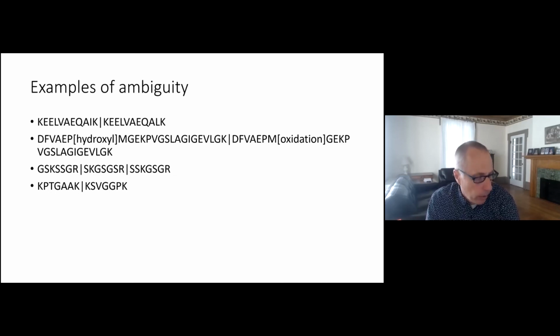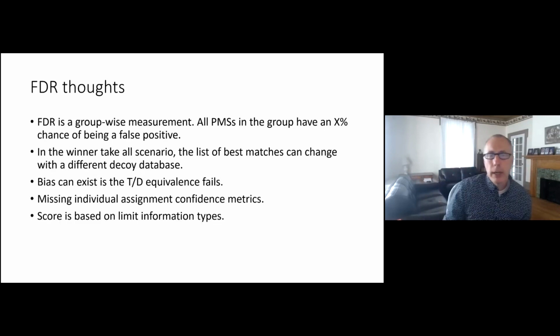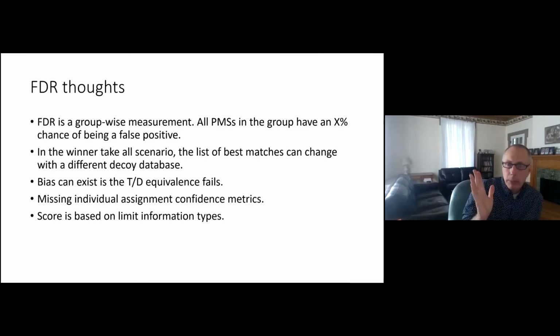So these are, like I said, just examples that I had from this one experiment to illustrate the point. As far as FDR goes, as I mentioned before, FDR applies to the whole group. That means all peptides with that score or higher have whatever X% chance of being false positive. We don't know anything about any individual things.